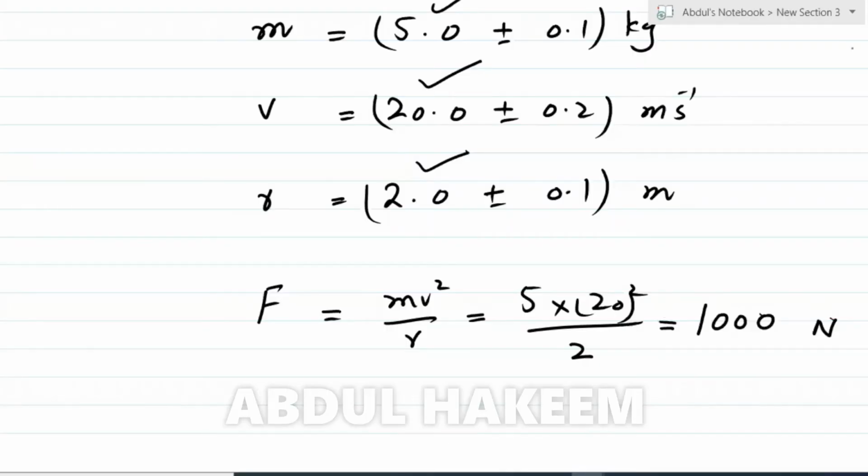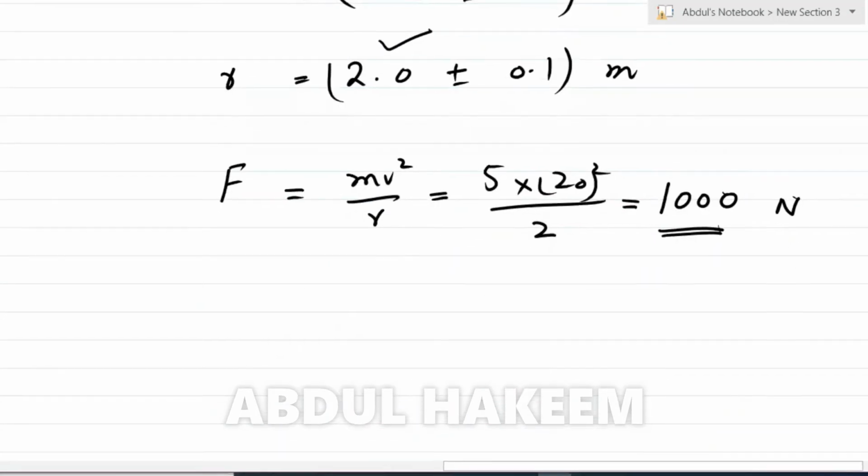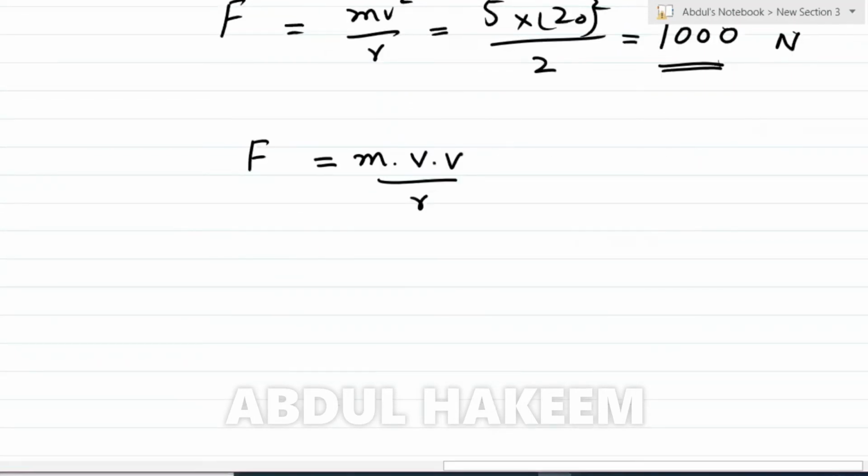Okay, so after calculation, this is coming 1000. So this is the reading, the answer for this. But now we have to calculate the uncertainty in F. So we will write the formula F is equal to MV into V divided by R. So we will write the fractional errors.